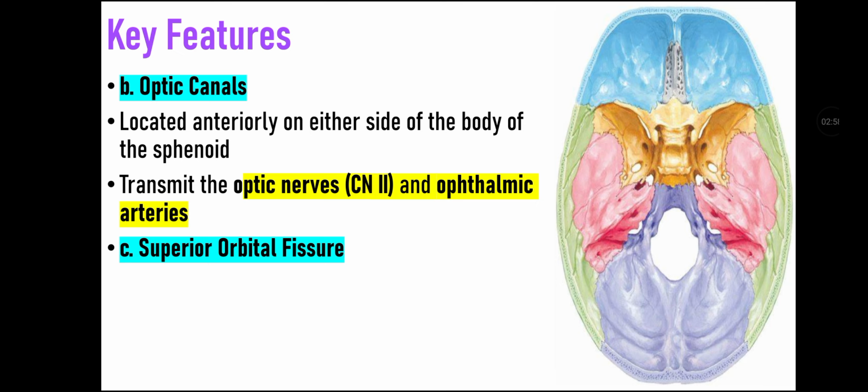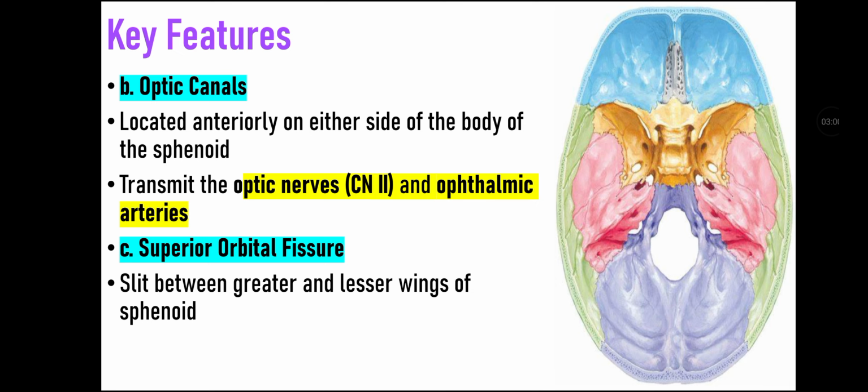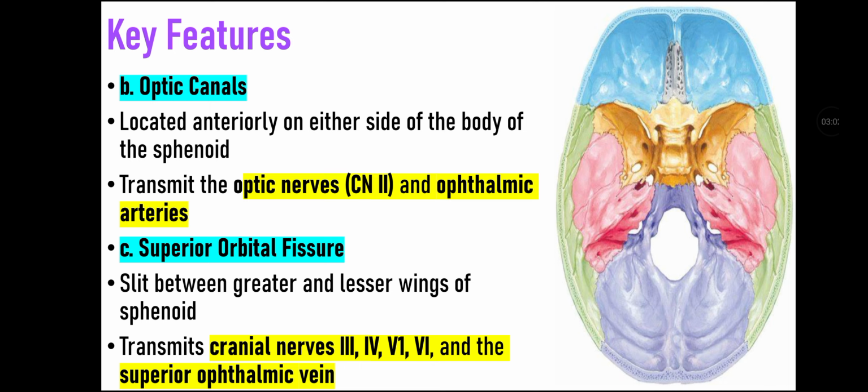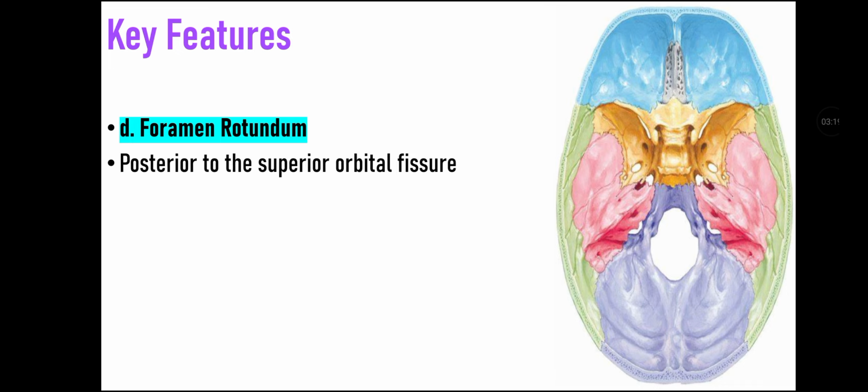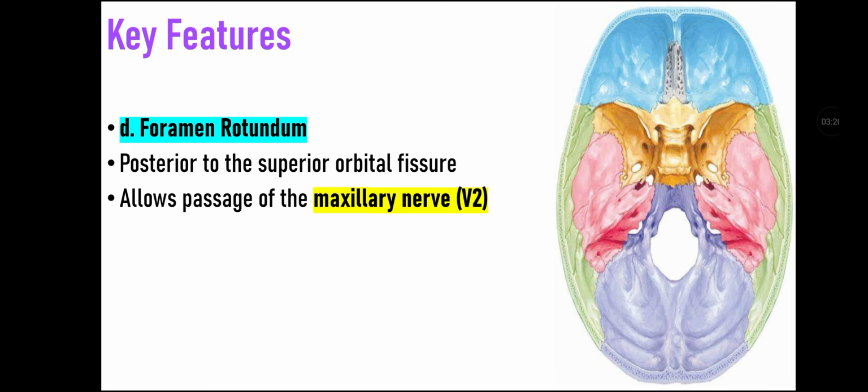Next is superior orbital fissure. They are slit between greater and lesser wing of sphenoid bone. They transmit the cranial nerve number 3, 4, and 6, the ophthalmic division of 5, and the superior ophthalmic vein. Next we have is foramen rotundum, that is posterior to the superior orbital fissure. It allows passage of the maxillary nerve.